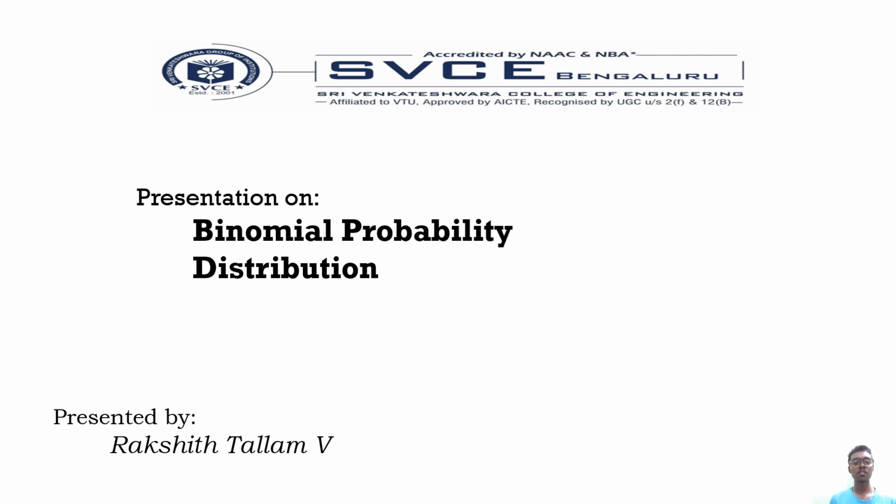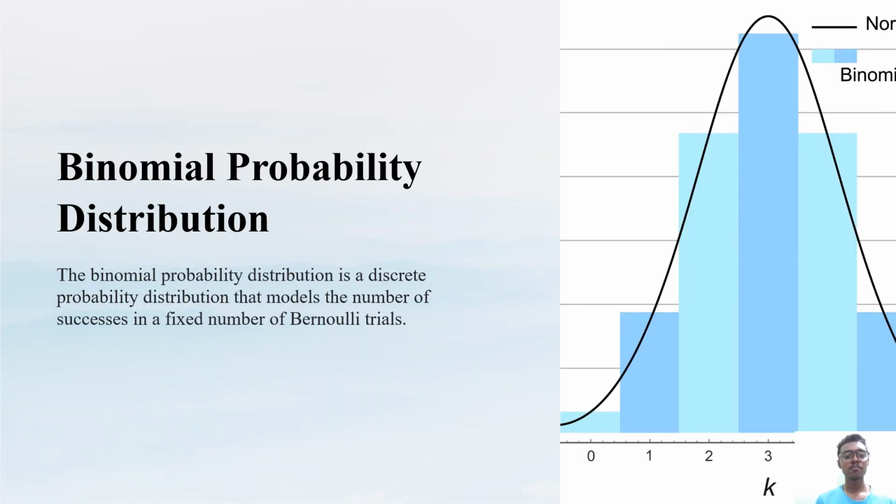Today we are going to discuss binomial probability distribution. The binomial probability distribution is a discrete probability distribution that models the number of successes in a fixed number of Bernoulli trials. This is the example graph I have shown in this PPT.